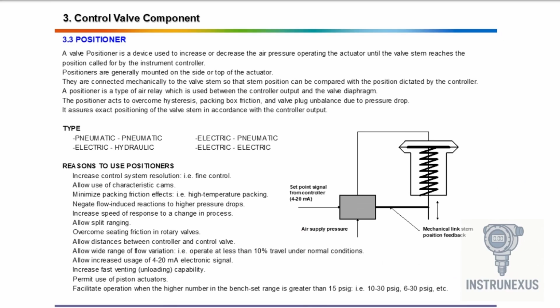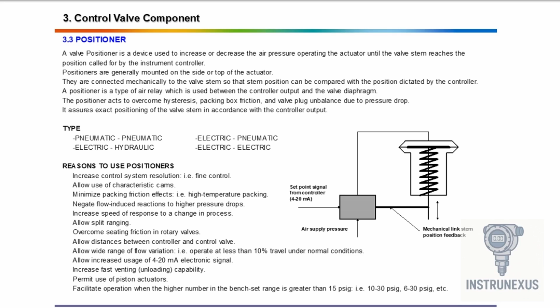Improve control resolution for fine adjustments. Compensate for high temperature packing friction. React quickly to process changes. Allow split range control. Help in long distance setups between controller and valve. Support rotary valve seating where friction can be high. Enable wide flow variations, even with minimal travel. Increase reliability when using 4 to 20 mA signals or piston actuators.